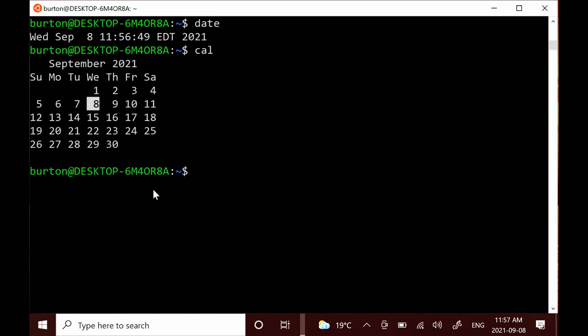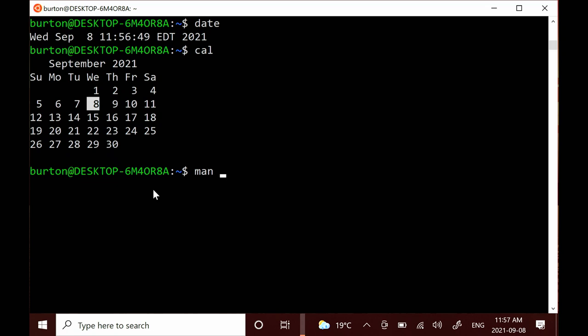The commands are a little more sophisticated than this. For example, you can get the calendar for the previous month, or you can get the calendar for the next month. And now you might ask, how do I know that I can get the calendar for the previous month or the next month? Is there some book or somewhere where this is written down that I have to read and memorize? The answer is no.